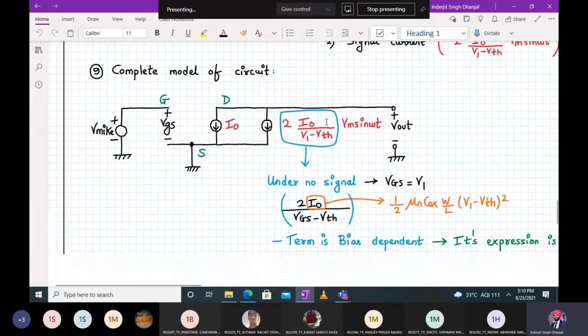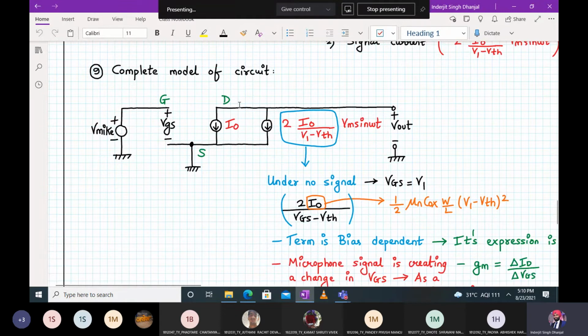Yeah, so this is the complete signal. We have identified two currents: I0, and another current which is twice I0 divided by (V1 minus VT) times Vm sin omega t. So this is my complete model of my circuit. We have two currents flowing, I0 and this quantity.